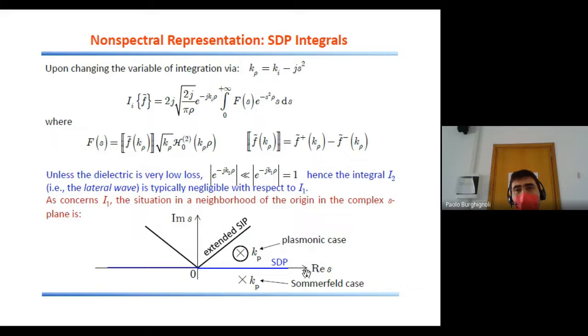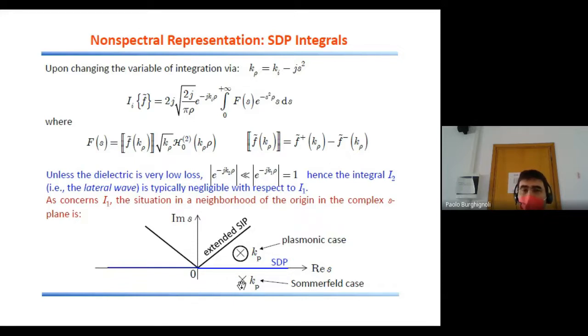And I guess that this lower integration limit should actually be minus infinity. That should be a typo. So the integral runs along the blue contour here. The original contour was the black one. And the pole, the Sommerfeld pole, could be either captured in the plasmonic case, in which it is in between the old and new path, or it could not be captured, as in the Sommerfeld case, in which it is here below, and therefore it gives you no explicit residue contribution.